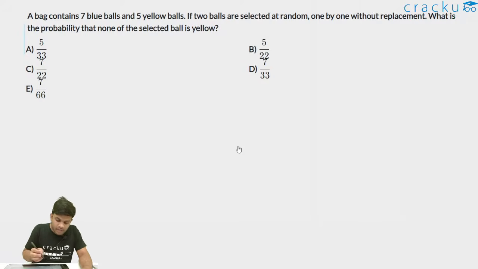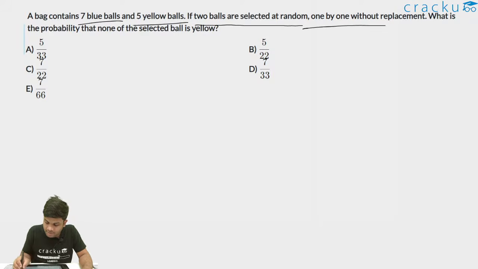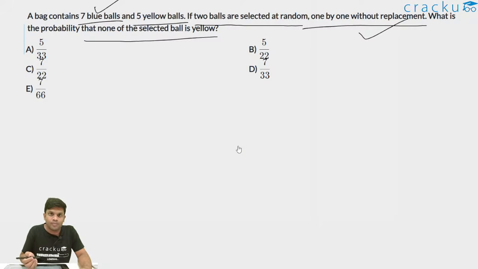So in this question we have a bag which contains 7 blue balls and 5 yellow balls. 2 balls are selected at random, one by one without replacement. It means that once a ball is taken out from the bag, it is not kept inside the bag. That is what is meant by without replacement. What is the probability that none of the selected balls is yellow? So that means the 2 balls that are selected should be blue.